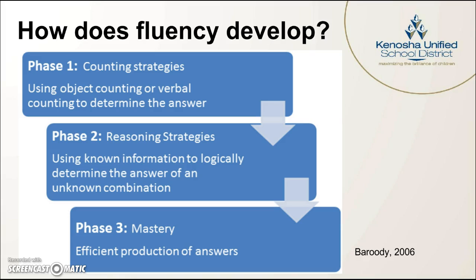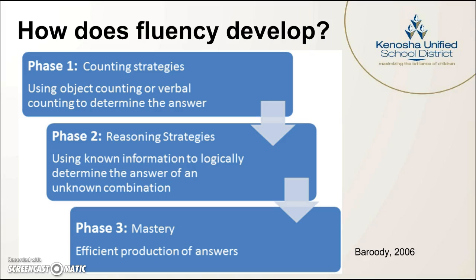Students also develop an understanding of how the relationships between addition and subtraction and multiplication and division can help them determine unknown facts. Eventually, students' use of these reasoning strategies becomes so automatic that they just know certain facts. As students' fluency develops, students are likely to move between Phase 2 and Phase 3 as they add new strategies and more facts to their repertoire.